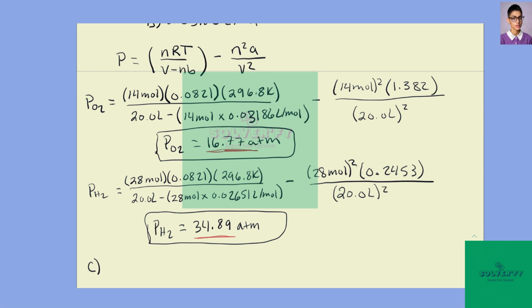So when you use van der Waals equation, you're going to be using constants A and B that are particular to whatever gas you're working with. And the ideal gas law is universal for all gases, no matter what, because it doesn't need any constant. That is taken care of in our R value. All right, and that is how we solve this problem.